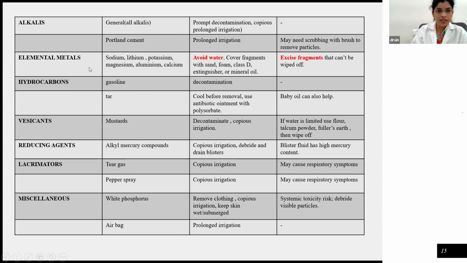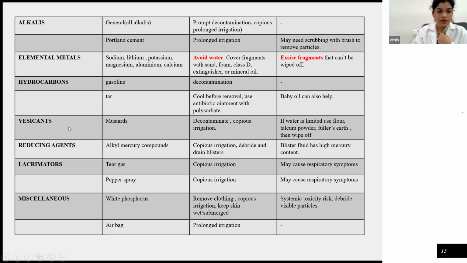And in case of elemental metals, like sodium, lithium, potassium, magnesium, aluminium, and calcium, water should be avoided. And these fragments should be covered with sand, foam, Class D extinguisher, or mineral oil. And these fragments should be excised when they cannot be wiped off. So coming to the category of hydrocarbons, in case of gasoline, decontamination is the key, and in case of tar, cooling before removal should be done, and usage of antibiotic ointment with polysorbate is also important, and baby oil can also help in such cases.